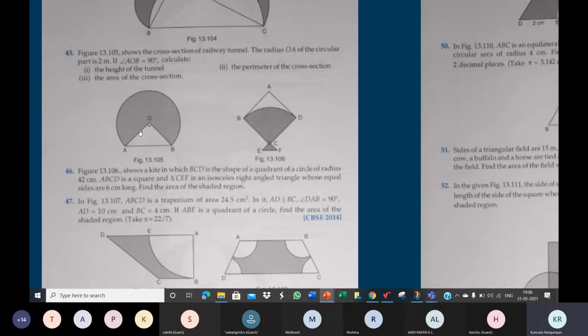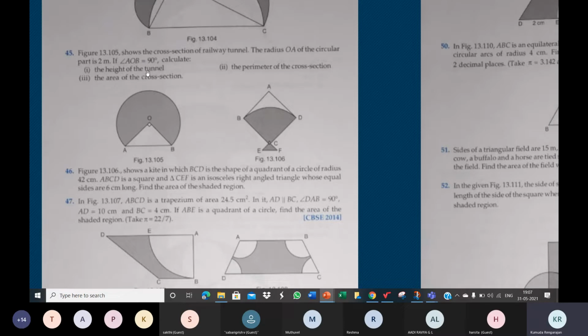Now this triangle is shown. This is the center of the arc. There's an arc here, and this is the center of the arc. OA is joined, OB is joined. It's given in the figure that angle AOB is a right angle. All this is for calculation purpose. But the cross section is only like this. AB is the line segment, and this is the major arc. That's the cross section.